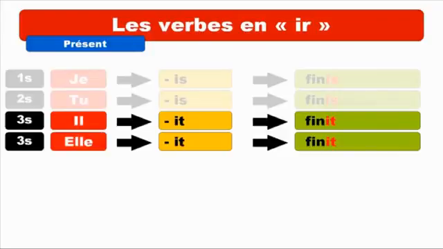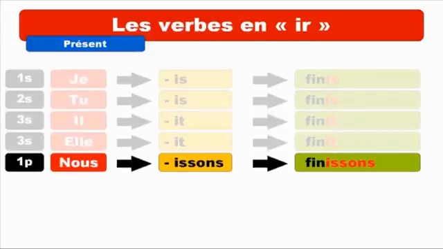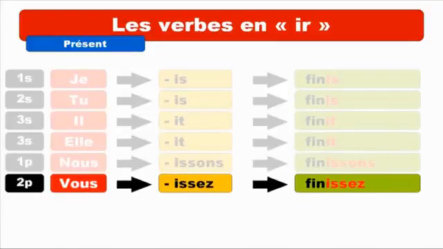Okay, so let's see how it goes for nous. As you can see, for nous, the ending is "issons", I-S-S-O-N-S. All right, so you get the form nous finissons. Repeat. Nous finissons. All right. For vous, you get "issez", I-S-S-E-Z. Okay, so you can see that the ending, the last two letters, so Z, are pronounced like "é". All right, and you get the form vous finissez.